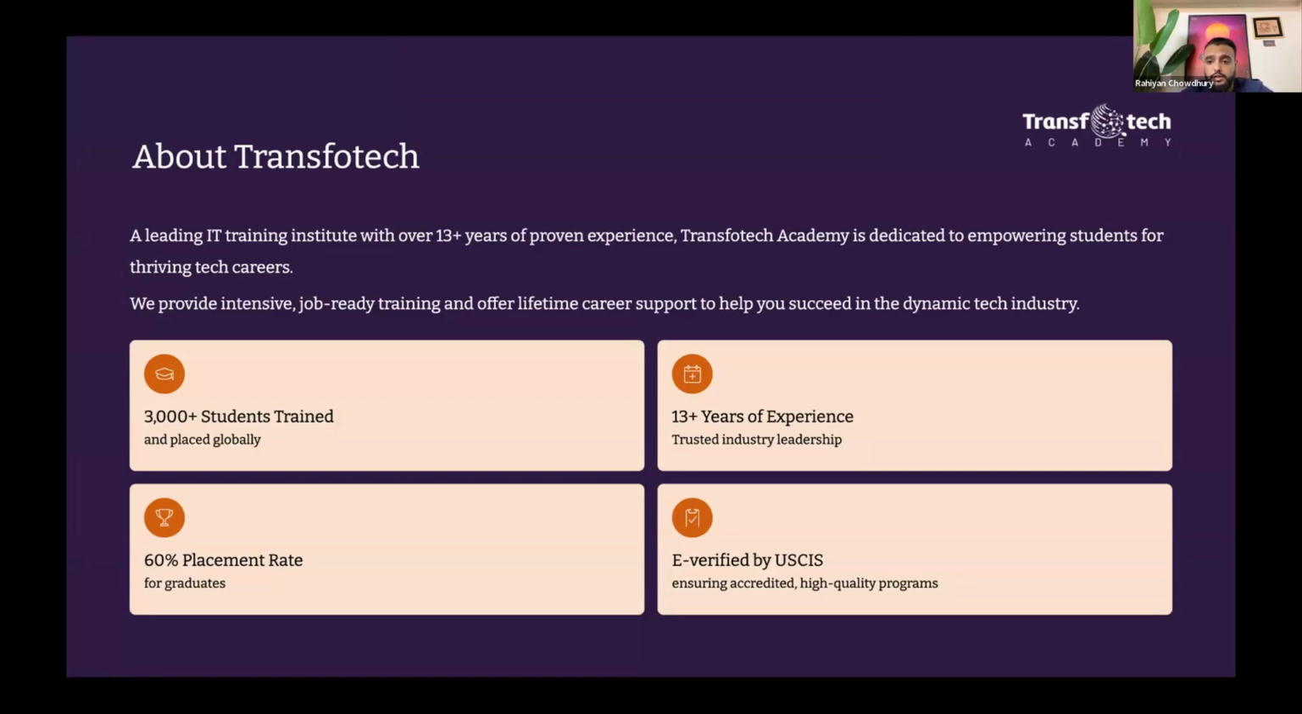So what does that mean? When you are done with this course and this program, we also help you with job placement support as well. So all that included, we have a 60% placement rate for all our graduates. And last but not least, we're also E-Verified by the USCIS. So rest assured that all our quality programs are accredited.